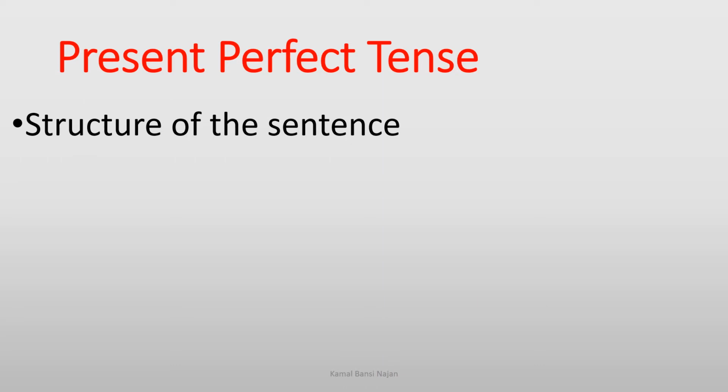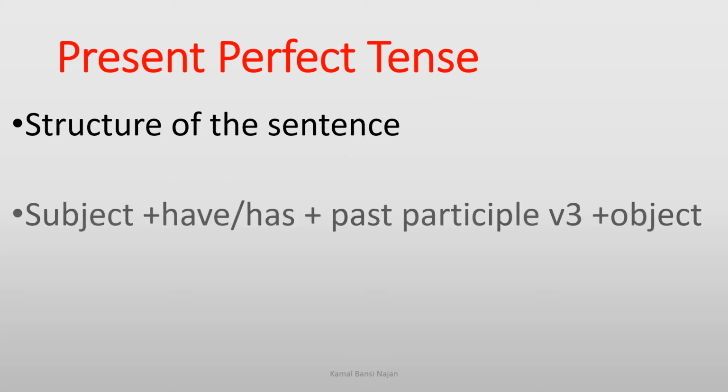Now let's concentrate on the structure of the sentence. It's very necessary to understand the structure of the sentence. The structure of the sentence is very easy to understand. Subject plus have or has plus past participle, that is verb 3, plus object. Try to understand the past participle, verb 3: main verb, then past tense and then past participle, that is verb 3.